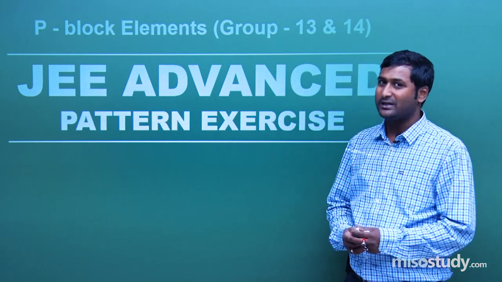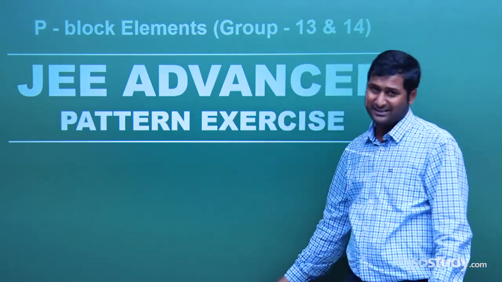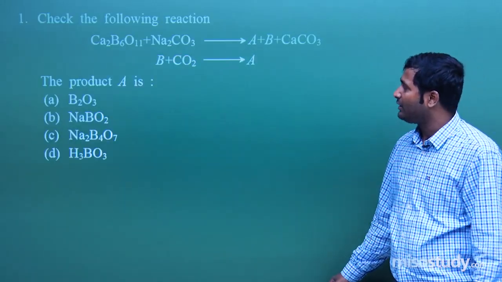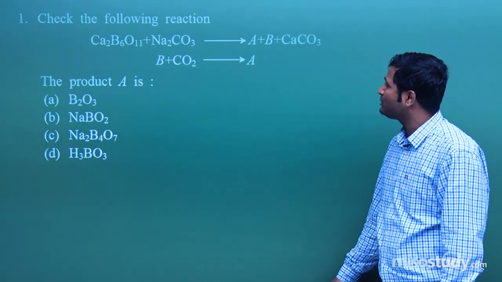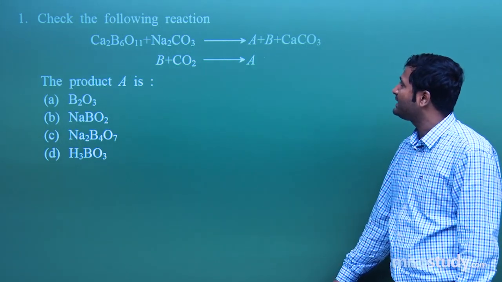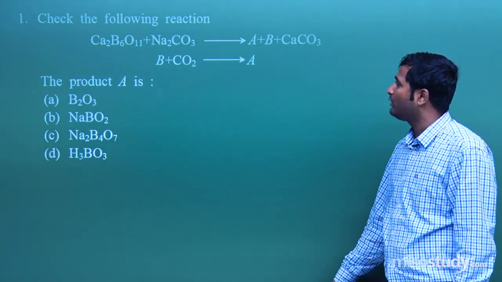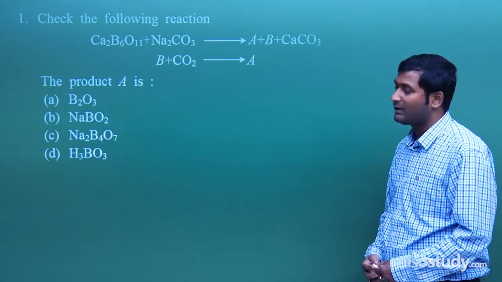Today we are going to discuss a few questions related to the JEE Advanced examination. So let's start the question answer round. My first question is, check the following reaction: Ca2B6O11 plus Na2CO3 which gives you A plus B plus CaCO3, and B plus CO2 which gives you A. Then the product A is, tell me what is the answer.